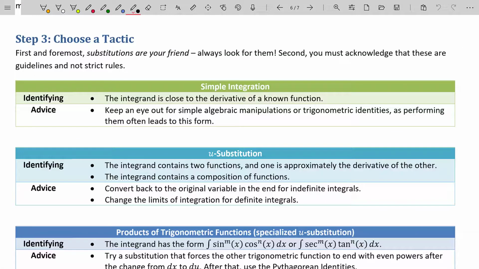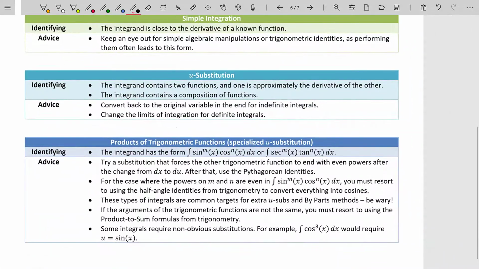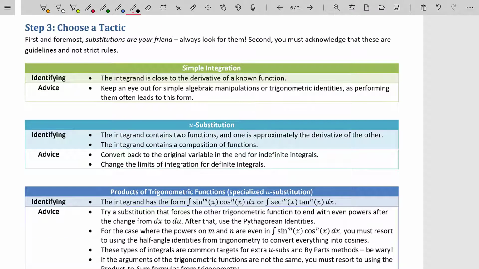For example, if you could just directly integrate something, do it. That's what this is. If you can directly integrate, do it. If you can do a u substitution and it looks beneficial, do it. If you have a product of trig functions, well then, start making the powers even if you can. So these tactics kind of go through and list out the way you identify that you can use that tactic and the advice that I give on how to implement that tactic.